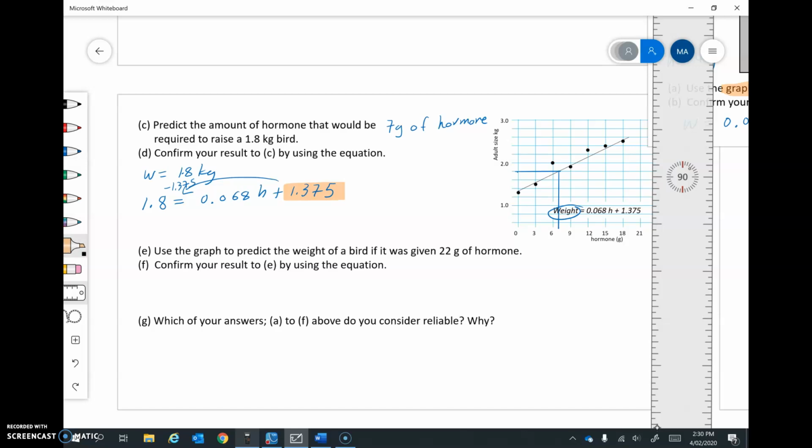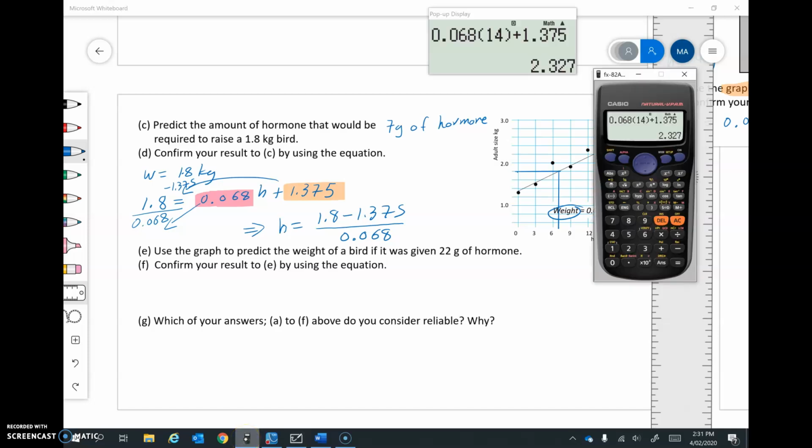And the 0.068, now what's that doing to H? What mathematical operation? It's multiplying. So on the other side it will divide. Okay, so essentially what we have is that H is equal to the 1.8 minus 1.375 divided by 0.068. So see, we're subtracting the 1.375 and then dividing by the 0.068. So let's work that out on the calculator.